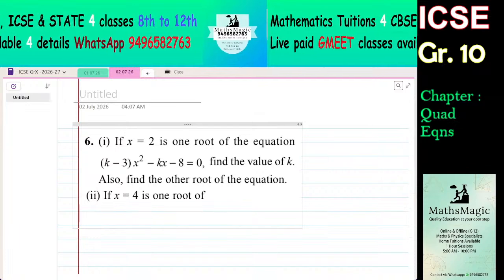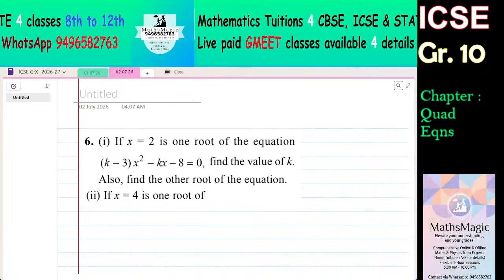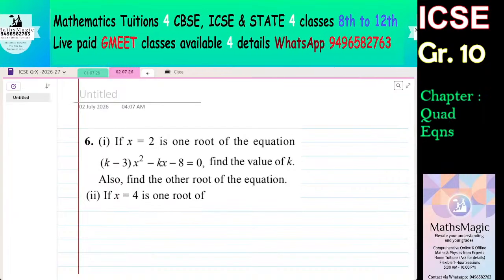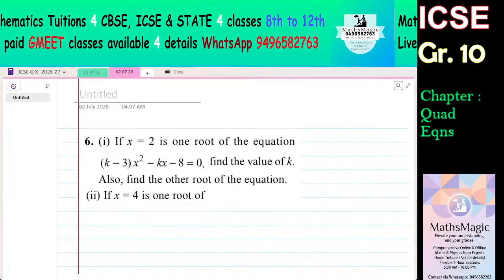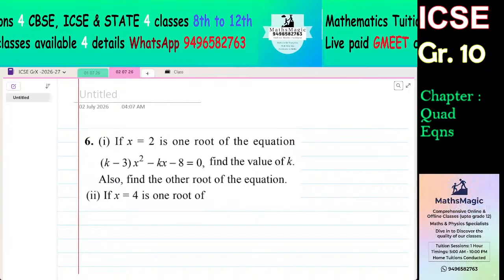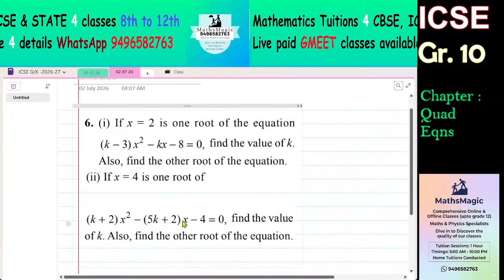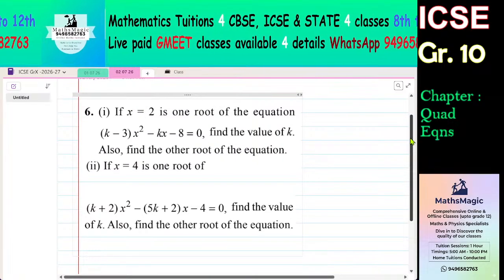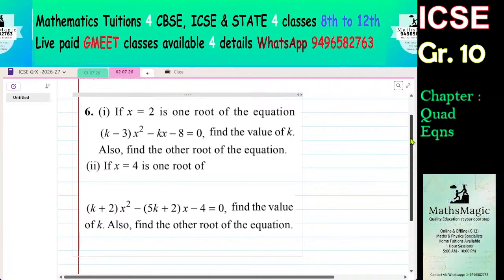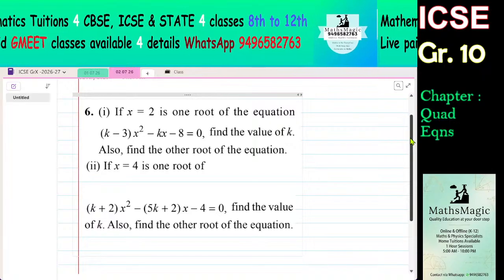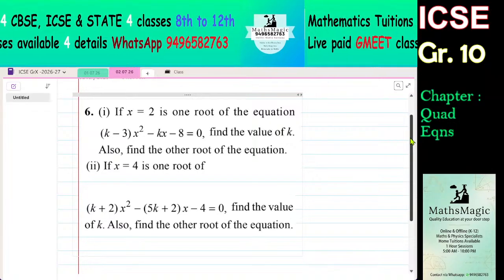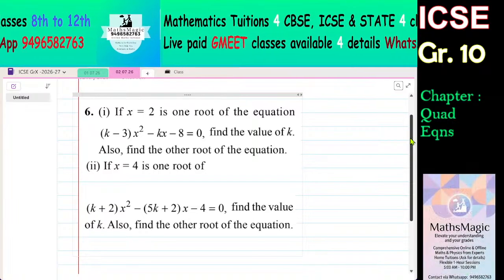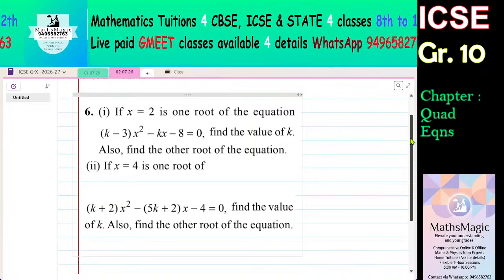So here is today's first question. I'll give the remaining part as well. So this is the question. If x equal to 2 is one root of the equation (k minus 3)x squared minus kx minus 8 equals 0, find the value of k. Also, find the other root of the equation.